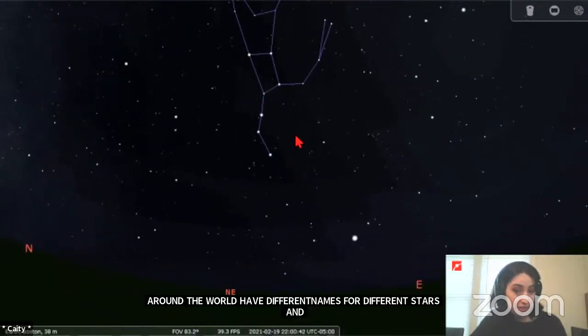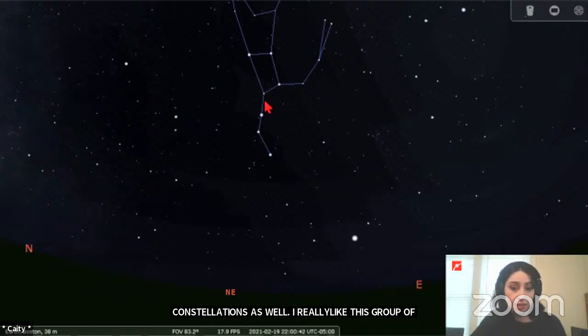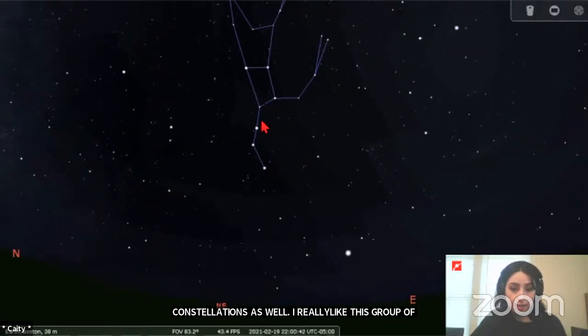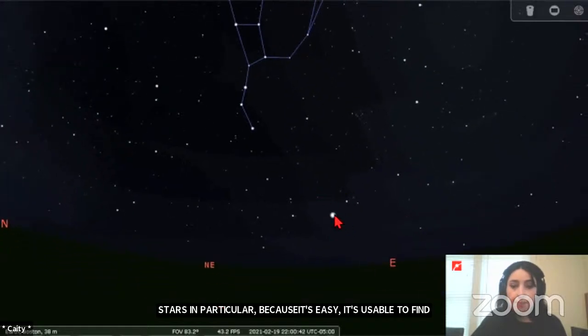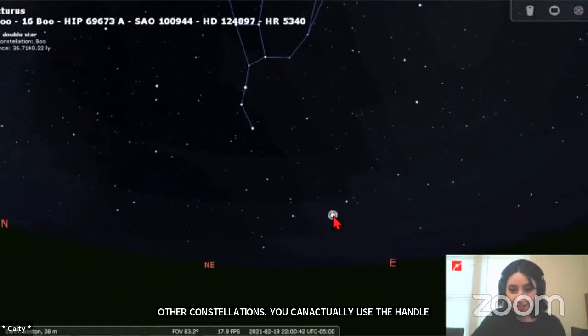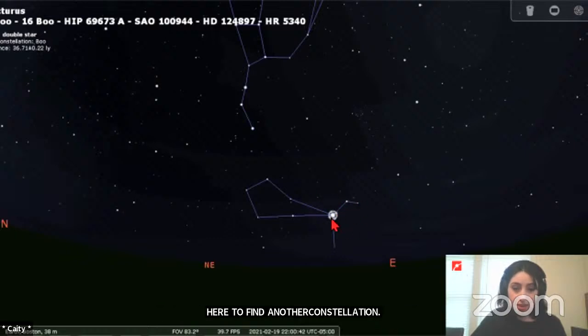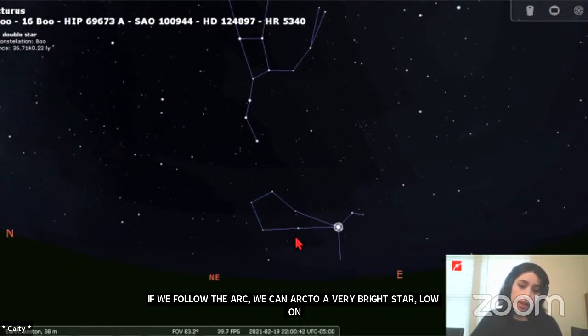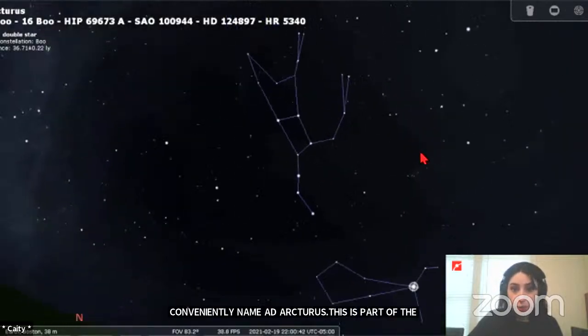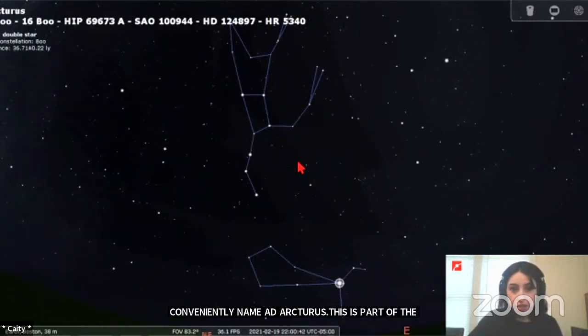And I really like this group of stars in particular because it's easy to use to find other constellations. So you can actually use the handle here to find another constellation. If we follow the arc, we can arc to a very bright star, really low on the eastern horizon, conveniently named Arcturus. And this star is part of the constellation Bootes, which is supposed to be a guy wearing a robe, carrying a stick, and herding, like a shepherd herding the bear, which is Ursa Major, across the sky.